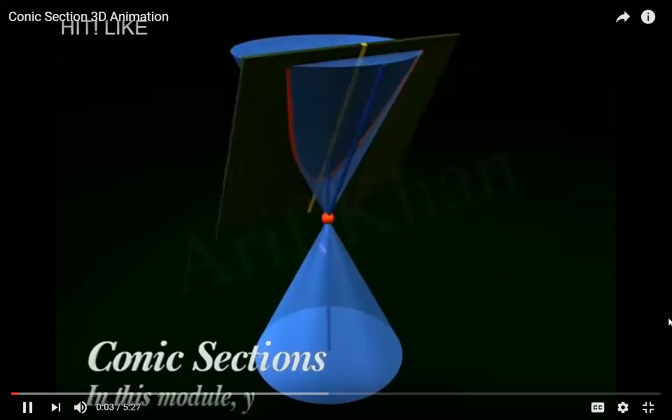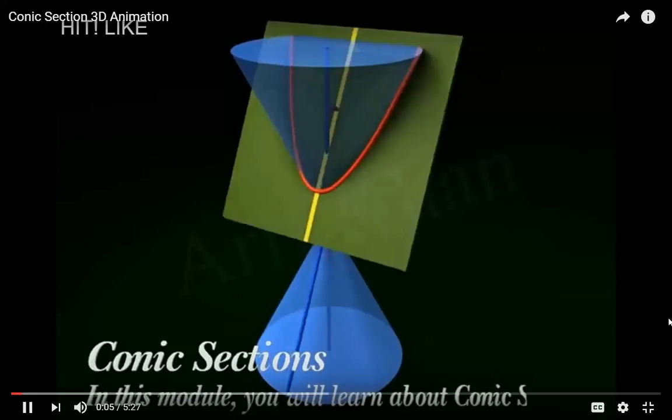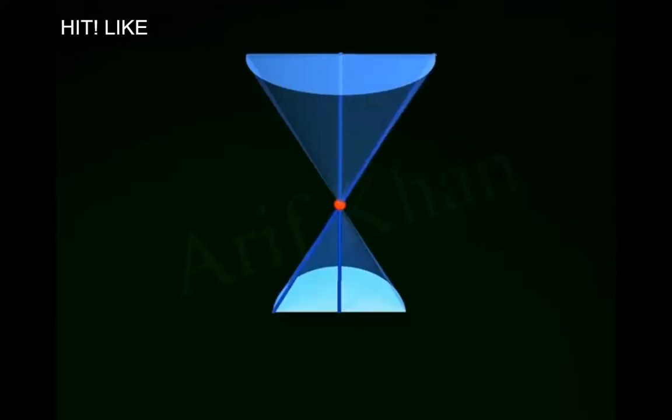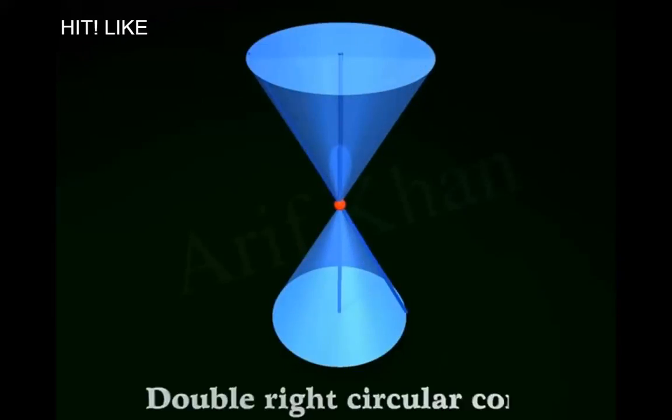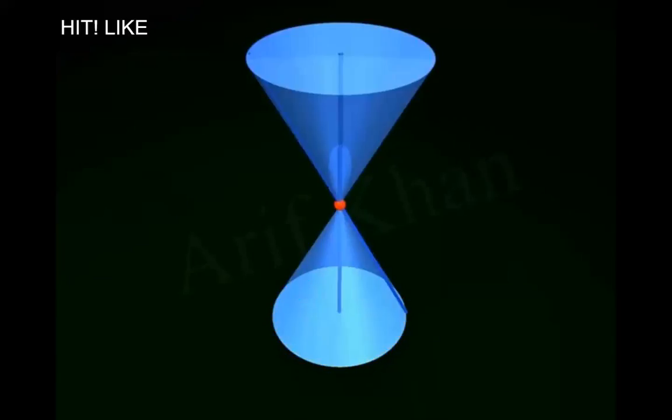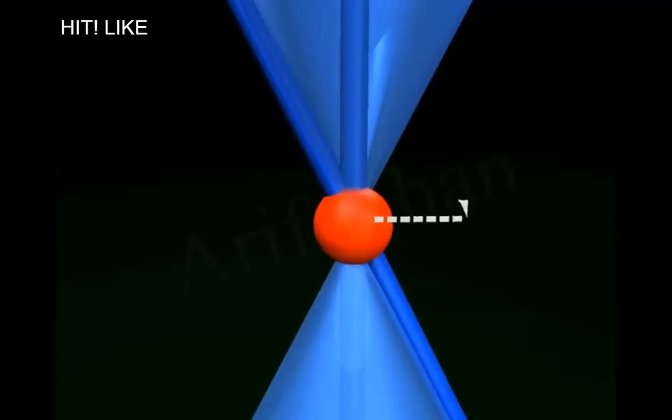You will learn about conic sections. When a straight line intersects a vertical line at a fixed point and rotates about that fixed point, the surface obtained is called a double right circular cone. A double right circular cone consists of two cones joined at a fixed point called the vertex.